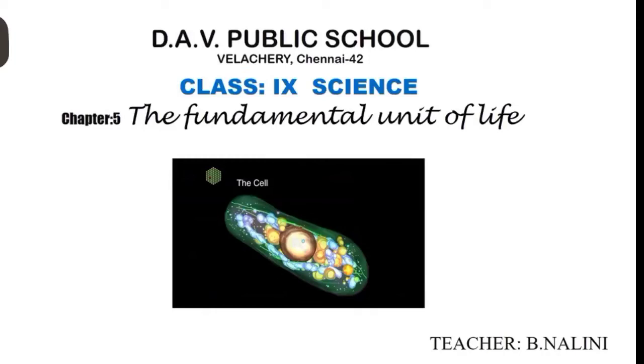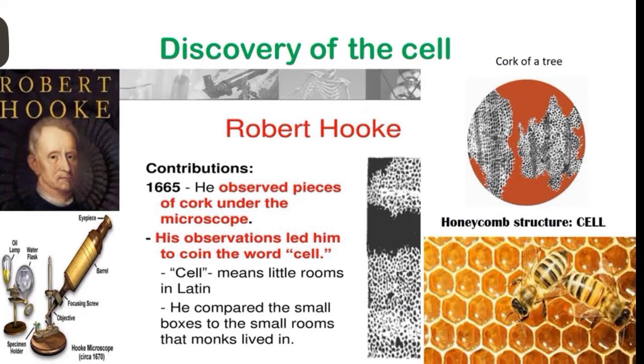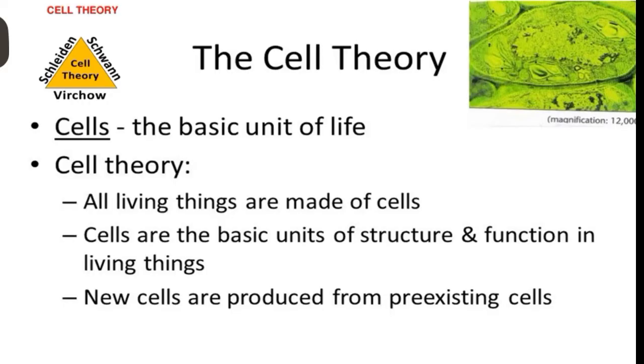Science, Chapter 5, The Fundamental Unit of Life. Robert Hooke in the year 1665 discovered the cell from pieces of cork under the microscope. The cell theory states that all living things are made of cells. Cells are the basic unit of structure and function in living things. New cells are produced from pre-existing cells.